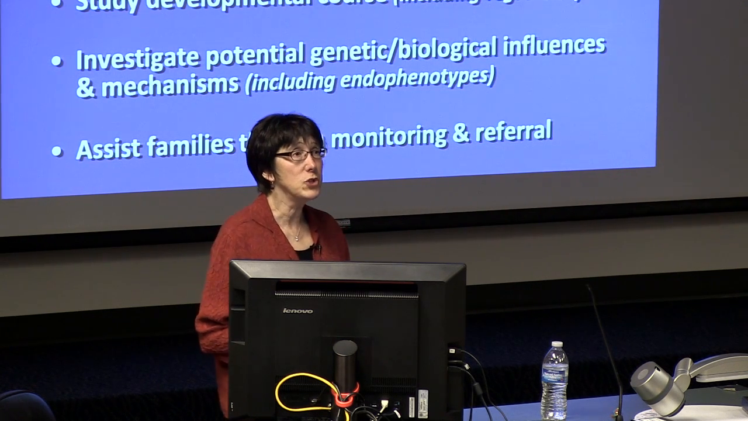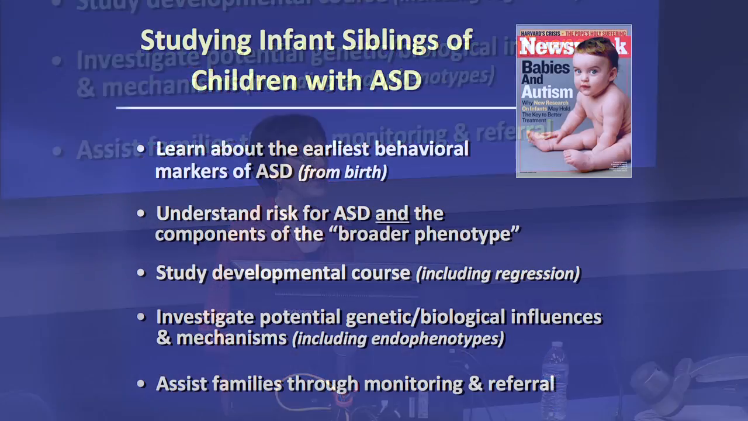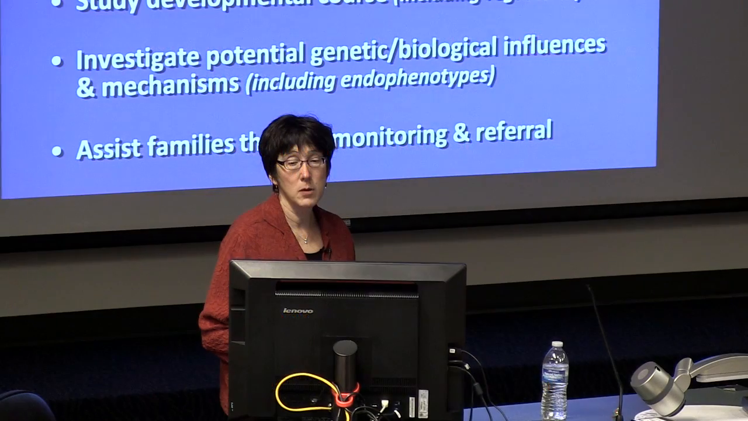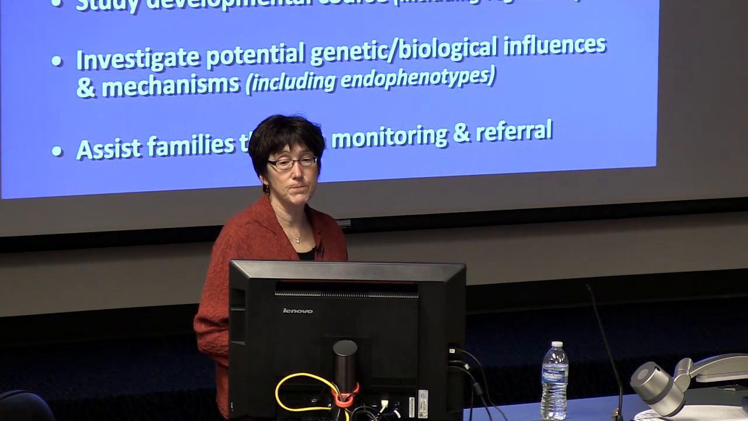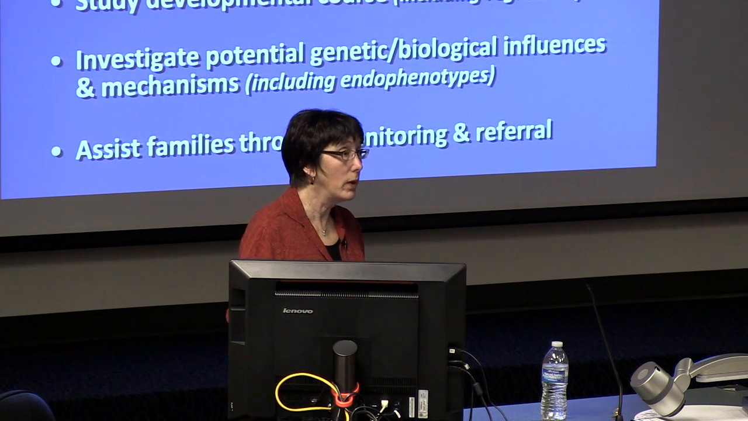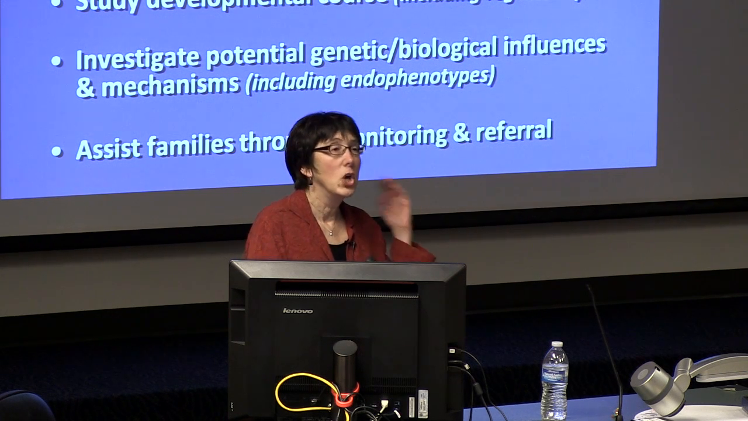So one of the strategies we've used in this field is to study the baby siblings of children with autism. So these are siblings where there's already a family history of autism and an older sibling. And infant sibling research has become like the cool way to study the very earliest features, for lots of reasons.